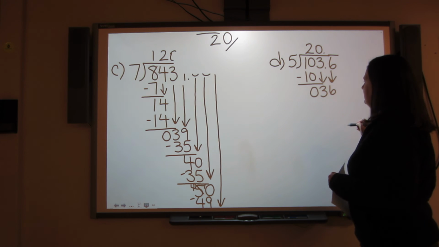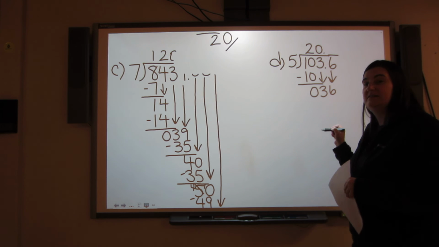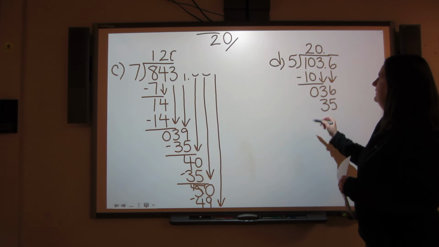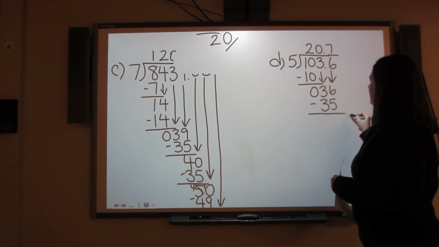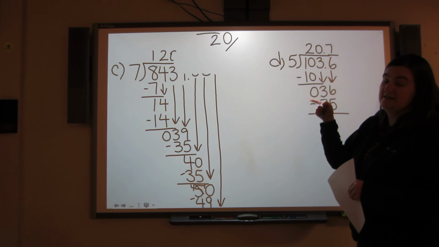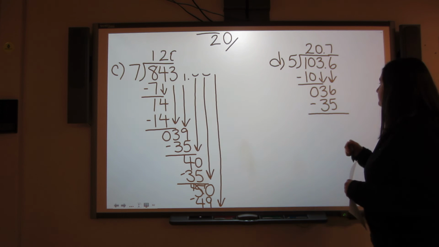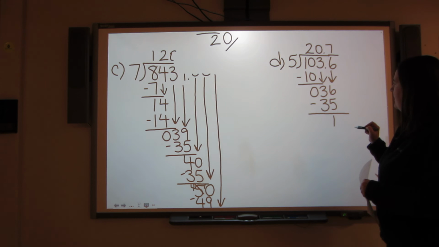5 into 36, you look down your 5's. The closest thing to 36 without going over is 35. 5 into 35 is 7. You figure that out by looking on the side of your multiplication chart if you don't know the answer off the top of your head. 36 minus 35 is 1.